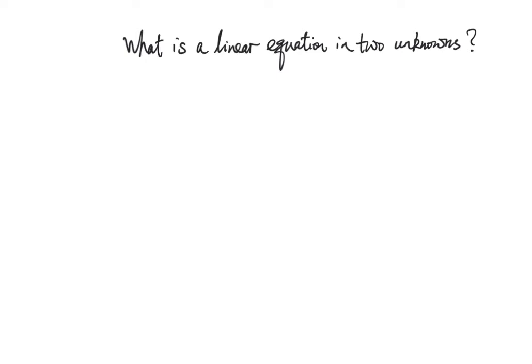In this video, I will talk about what is a linear equation in two unknowns. As you can see here, the equation must contain two unknowns. It cannot be one unknown or more than two unknowns, okay? Exactly two unknowns. And linear means the powers of the unknown is 1, okay?